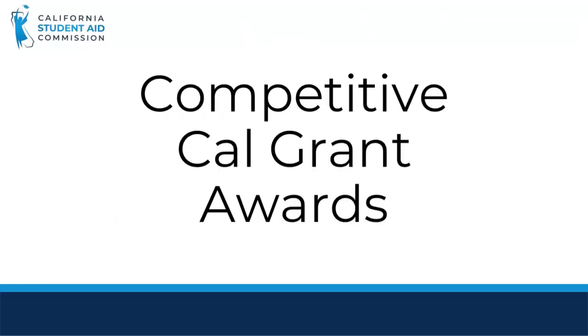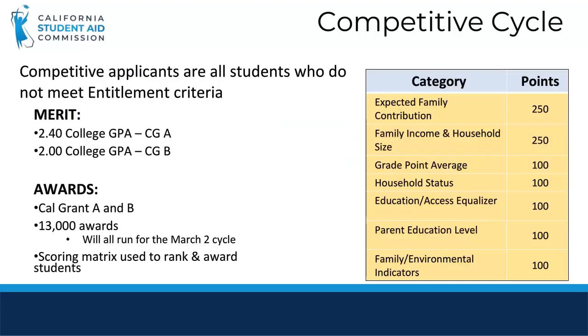In this next section, we will discuss competitive Cal Grant awards. Competitive Cal Grant awards are for students who do not meet the entitlement criteria and have the minimum GPA for their program met. With the passage of the state budget at the end of June 2021, community college students who apply by September 2nd, who would previously have been considered for the competitive award, can now be processed for an entitlement award. As a result, the number of competitive awards have been greatly reduced from 41,000 to 13,000. On the right-hand side, these are the 7 indicators that are used to determine a student's score and subsequent ranking for the 13,000 available awards.